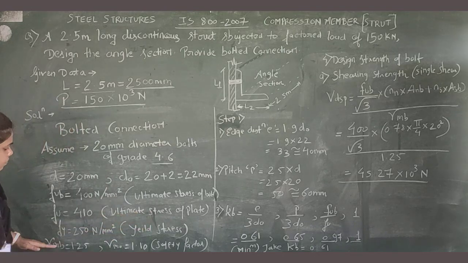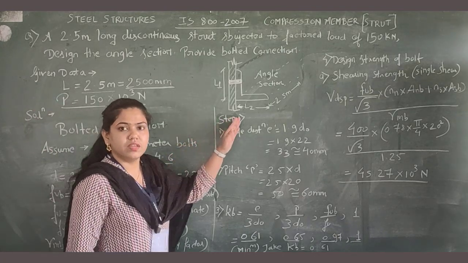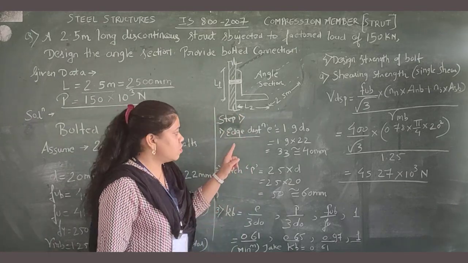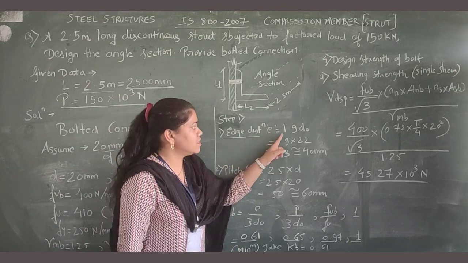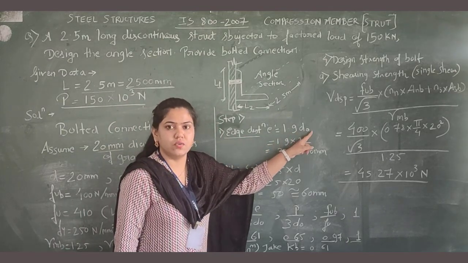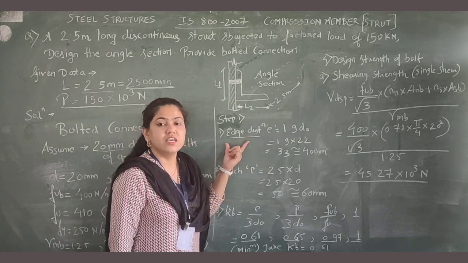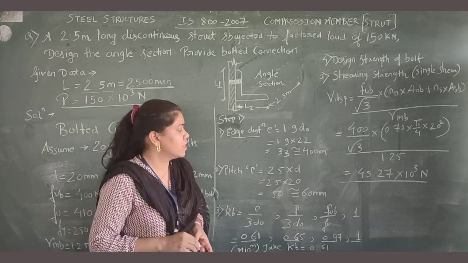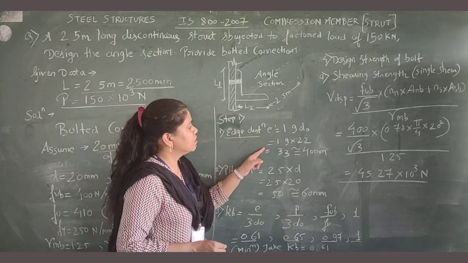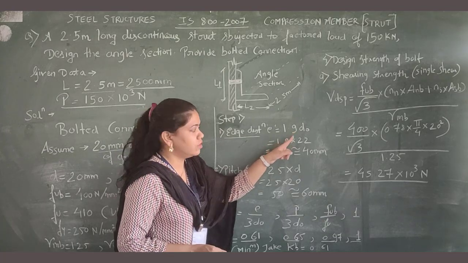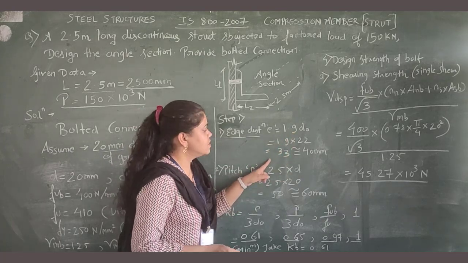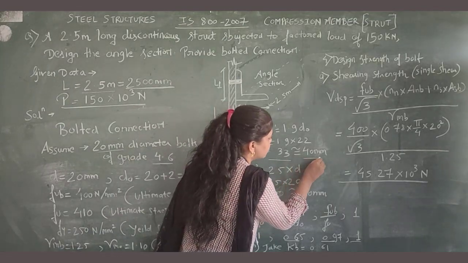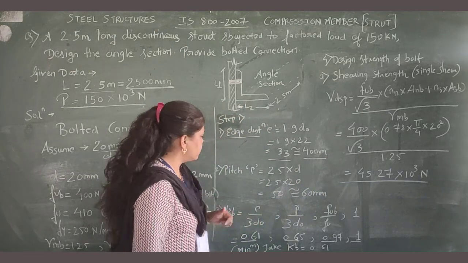Okay. Now, next, for step number 1, first of all, you have to find out the edge distance. Okay. So, the edge distance formula is given as 1.5 d0. Edge distance is the distance between the center of the bolt to the end edge. Okay. Now, by putting the values in this given equation, you will get the edge distance value, which is equal to 33. Okay. Round up this value to the greater side, that is 40 mm. Okay. For safety purposes.